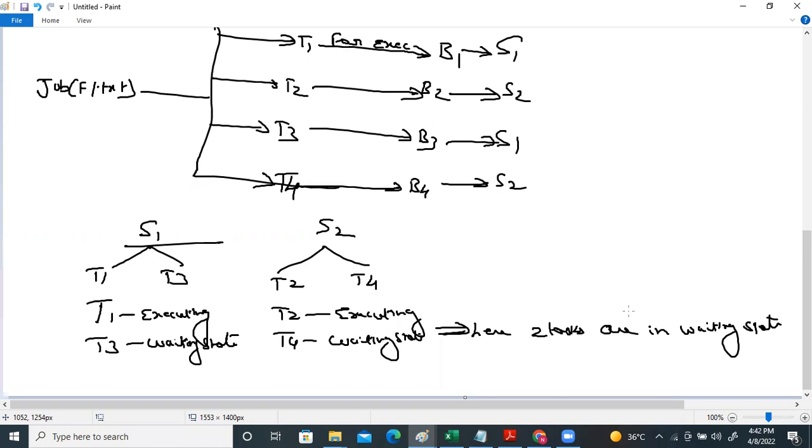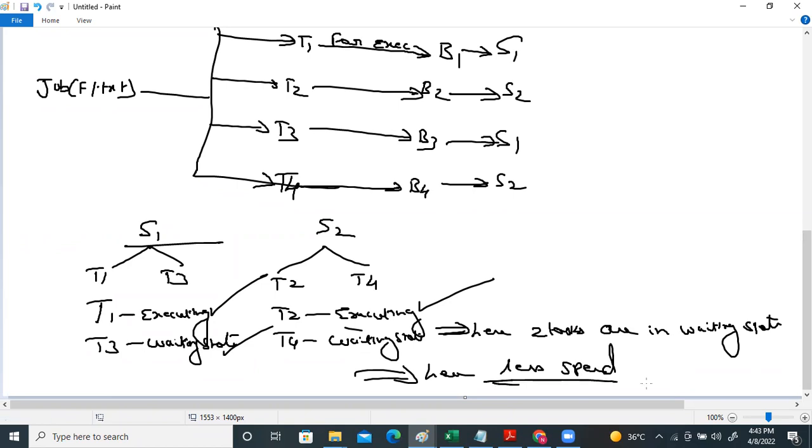So here 2 tasks are in the waiting state, 2 tasks are executed. Once these 2 tasks finish executing, then it will execute T3 and T4. So here we see less speed: less slaves, less speed.